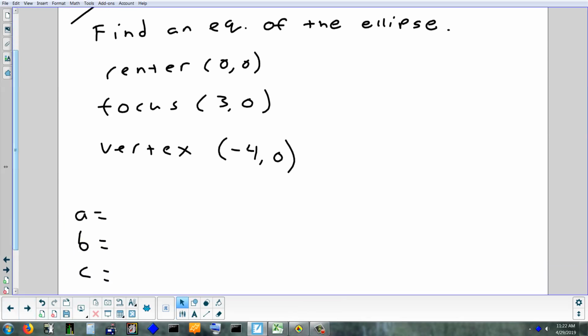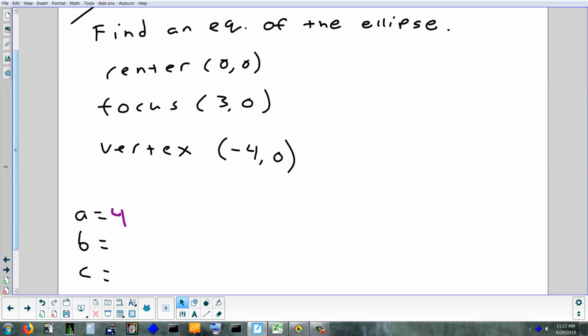So, do I have enough information to find any of those letters right there? Yeah? You can find A. I can find A, the distance between the center and the vertex. Well, my center is at the origin. My vertex is -4, 0. So what would A be? Yeah, A is 4.